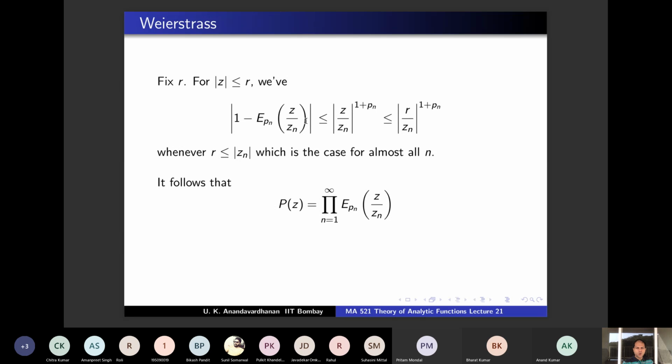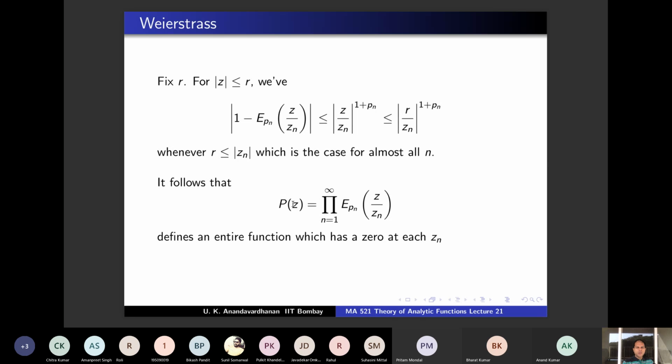This is going to be holomorphic. In fact, it's going to be entire, because for any fixed R, this is true. So whatever, you can increase the radius of your disk, and everywhere it's holomorphic, so it's going to be entire. And this will have a zero where EPn has 0, exactly at z equal to 1. So z by zn equal to 1, meaning zn equal to z. So at each zn it has a 0 and it has no other 0.